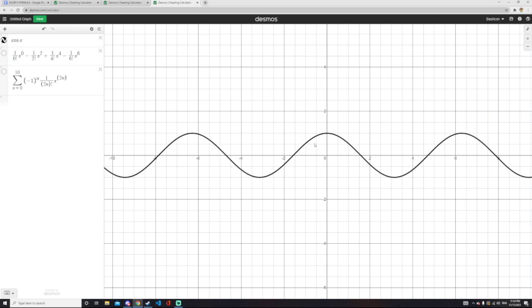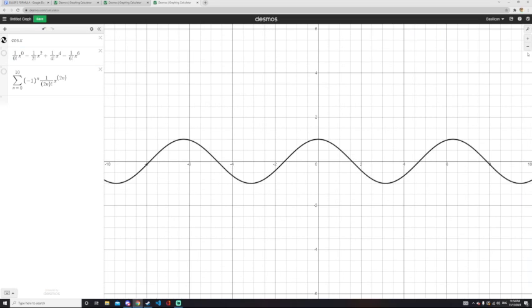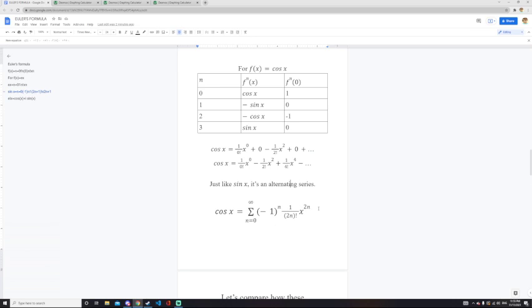We can show that here. This is cosine x, and here are some of the terms. That's pretty close, and that's also pretty close, but again, not perfect because we don't have an infinite number of terms, unfortunately.